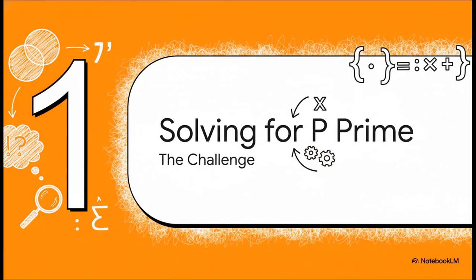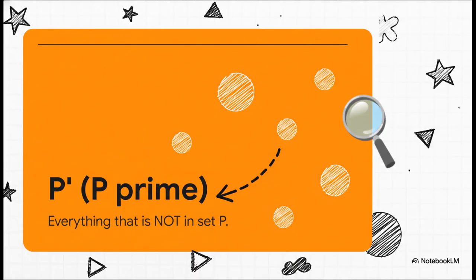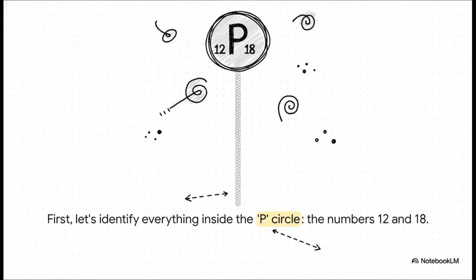Okay, so the first part of the question is pretty direct. It just asks us to write down the numbers that are in set P prime. The first hurdle here is just to figure out what on earth that little dash, that prime symbol, actually means. So P prime, or sometimes you'll hear it called P dash, it's just a fancy mathematical way of saying not in P. That's it. It means every single number in the entire diagram that is outside of the P circle. Simple as that.